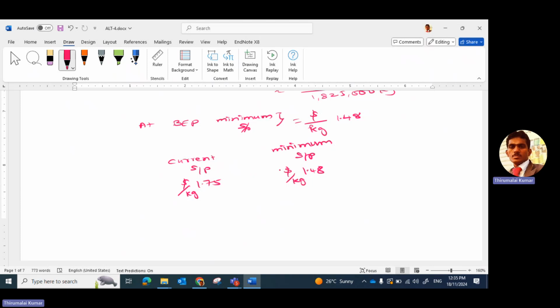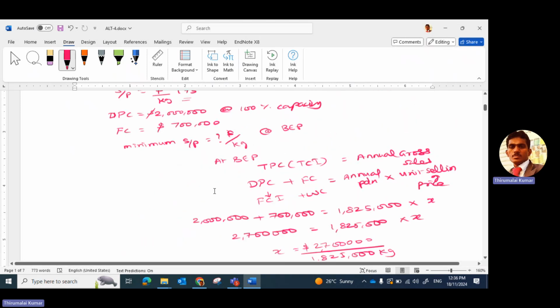So in that case, we know that the business is in profit. Here we have the current selling price, that is 1.75, but at the minimum selling price, if we sell the product at 1.48, we will get our total capital investment or the total product cost. So we are not going to lose anything. So now the business is in profit.